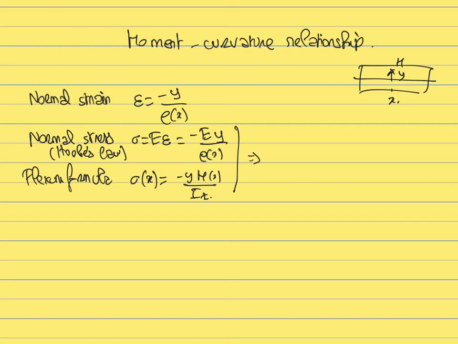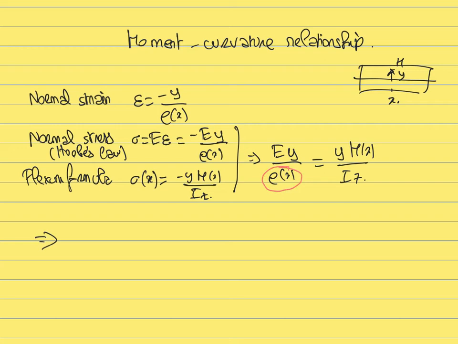So that tells you that if you remove the minus sign, EY divided by rho has to be equal to y times Mx divided by Iz. That gives you an expression based on the fact that those two types of normal stress must be equal to each other. And so this gives us an expression that we can use to calculate the curvature of the beam.